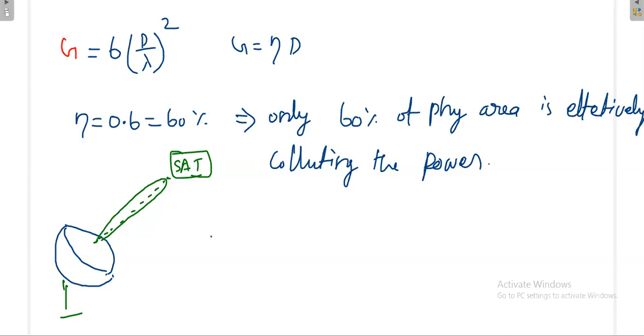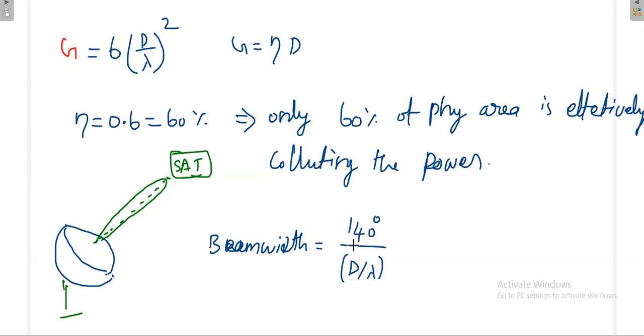Beam width is very important. It has often come in exam questions. Beam width is equal to 140 degree divided by d by lambda. Please always remember it. Some books give it in a different format, but always remember it in some format. Beam width is equal to 140 degree divided by d by lambda.